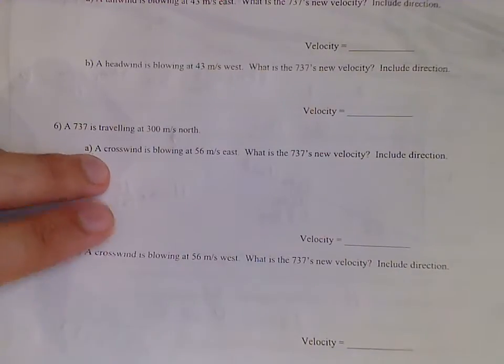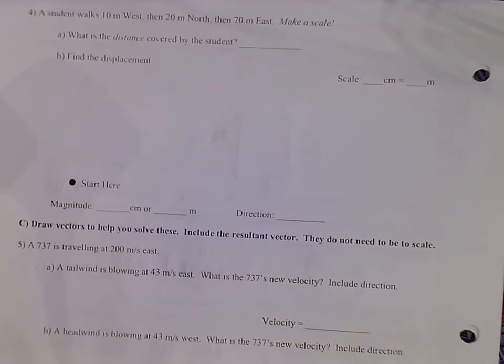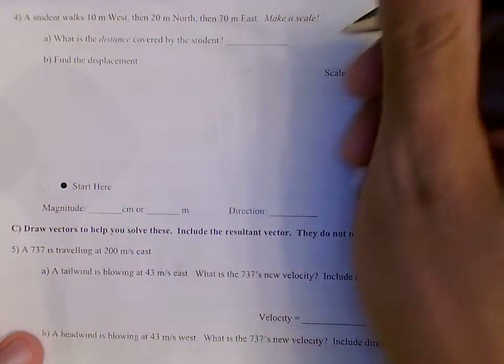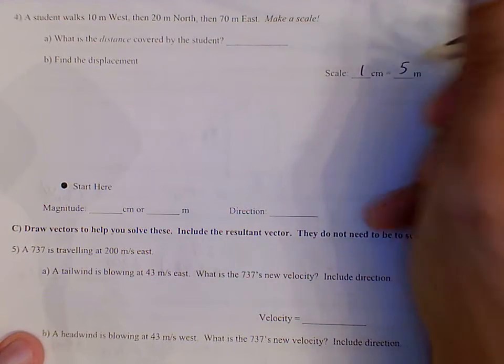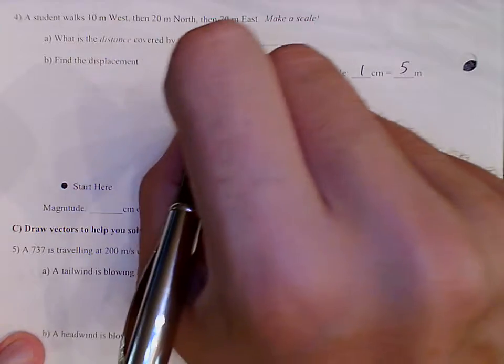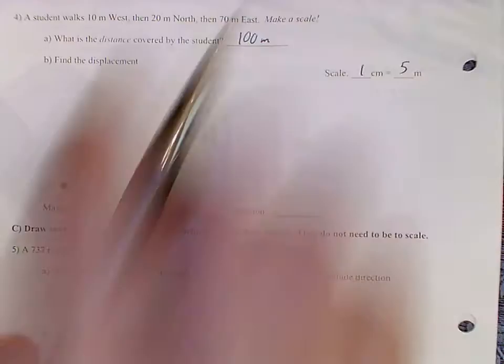So this next one here, you also have to make a scale. You can choose a scale that's easy, like 10 meters equals 1 centimeter. I'm going to use the scale that 1 centimeter equals 5 meters to make it a little bit bigger. So the student walks 10 miles west, 20 miles north, 70 miles east. Total distance is 100, right? The length of the path.